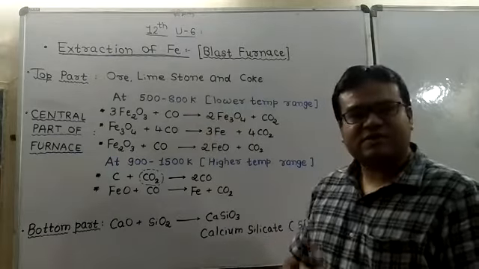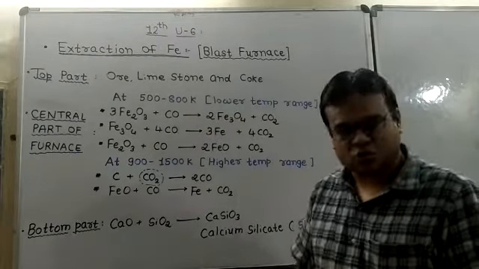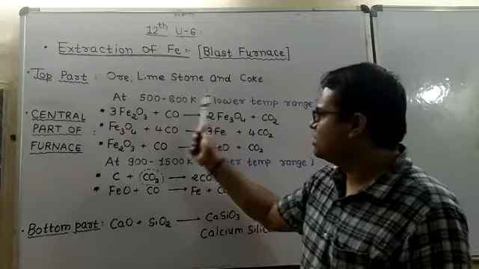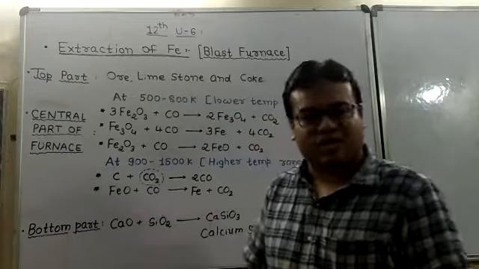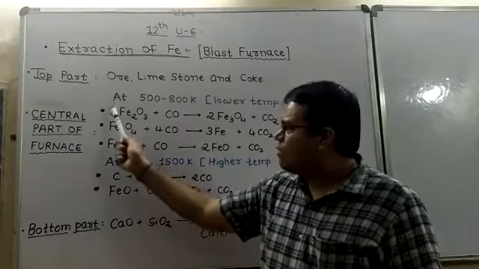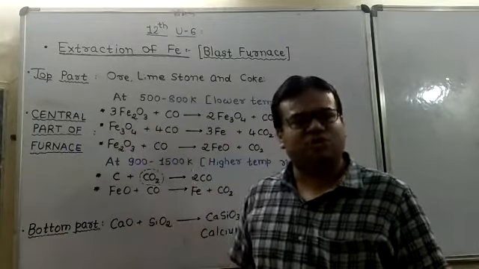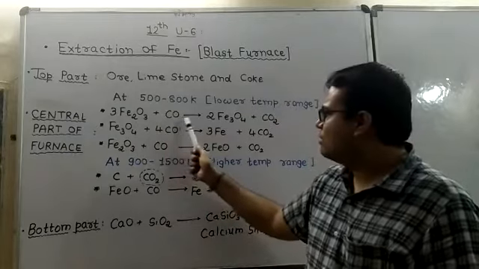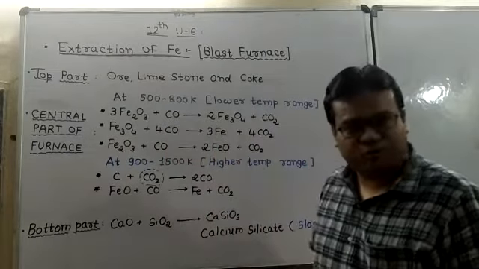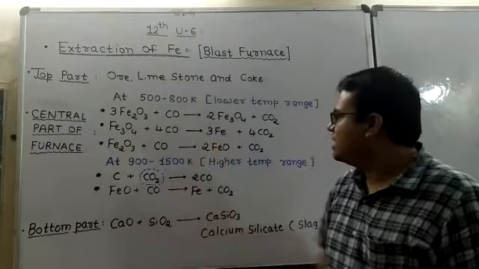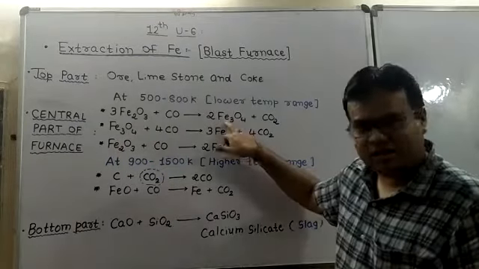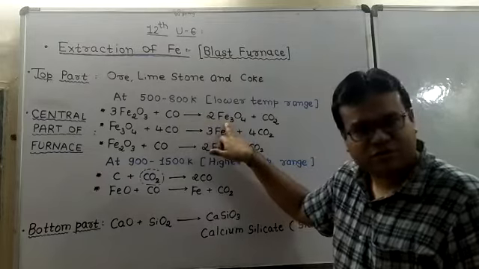Now the entire process is divided into two main temperature zones. The first one is the low temperature zone, between 500 to 800 Kelvin. Now if we have iron oxide in the form of Fe2O3, it reacts with carbon monoxide to give Fe3O4. Here the oxidation number of iron is +3, which changes to 8/3. So here it is a reduction process.